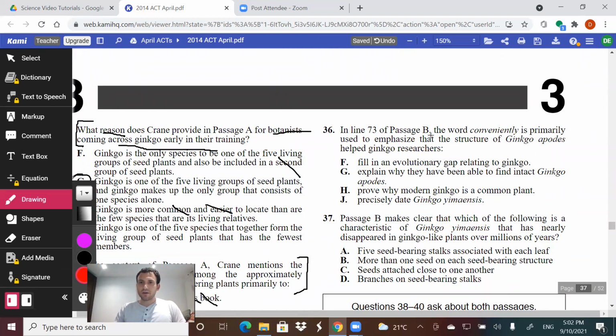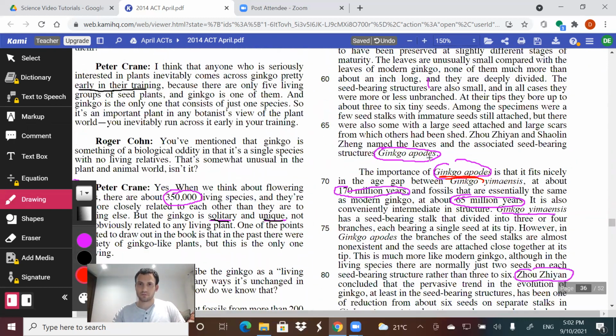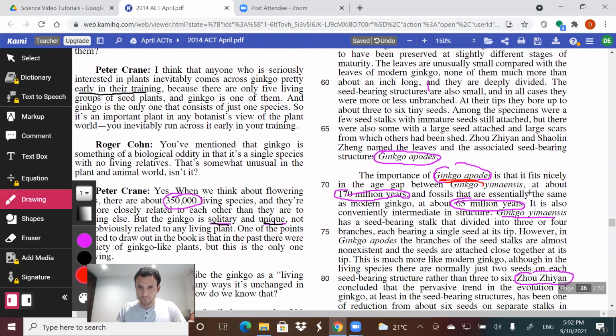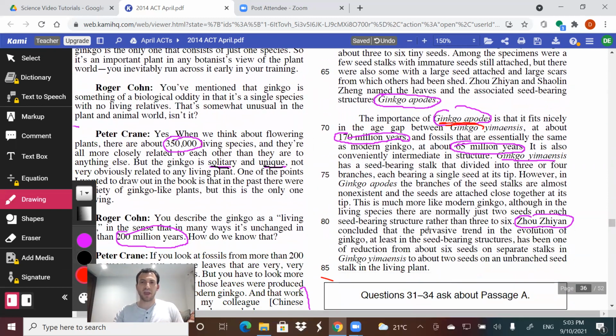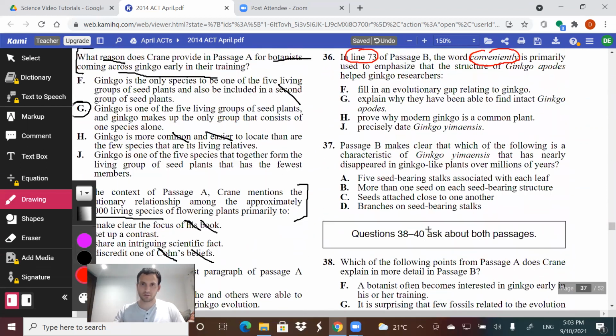Okay. In line 73 of passage B, the word conveniently is primarily used. So they give us the line and the word. This is asking what the word most nearly means. It's primarily used to emphasize that the structure of ginkgo apodus helped ginkgo researchers. It is also conveniently intermediate in structure. So it's intermediate in time, and then its structure is halfway between the ancient and the new structure of ginkgos. So it helps fill an evolutionary gap because it's intermediate in its structure. So it explains how the ginkgo went from one form to another. But let's look at the other ones.